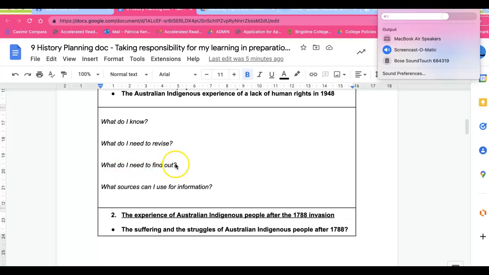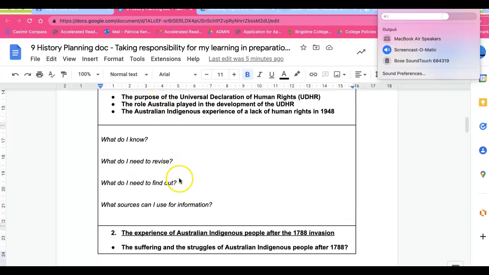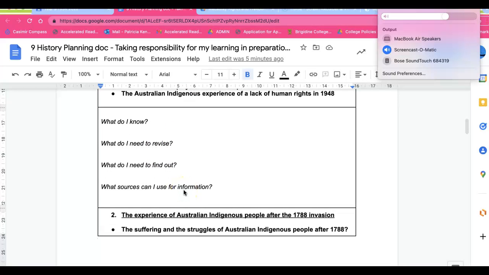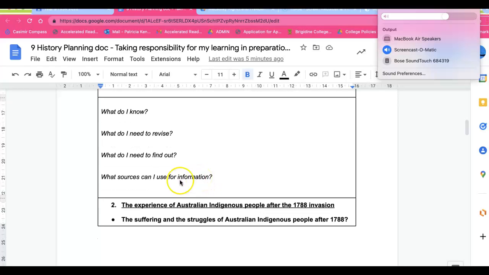What do I need to find out? Might be, I need to find information that's relevant to all 3 dot points. Just write that down. Be honest. This is your planning document. You don't need to lie. What sources can I use for information?